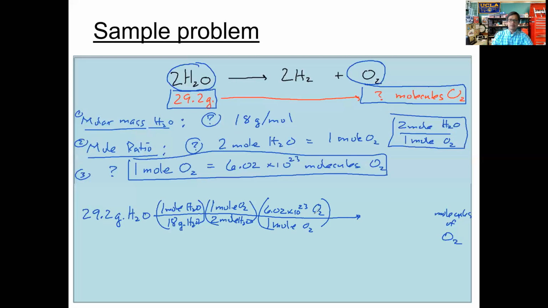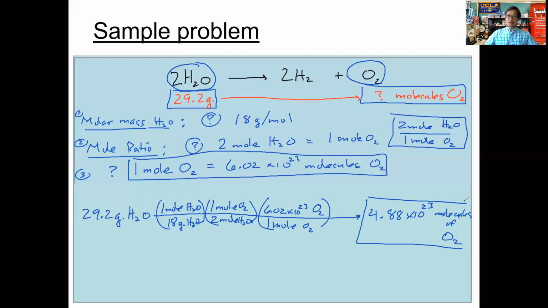And so therefore, if you set it up correctly, you punch it into your calculator, then you'll get your answer. Then it's 4.88 times 10 to the 23rd molecules of water. That is stoichiometry right there, folks. So that is a stoichiometric calculation involving masses and number of particles. Okay? All right, very good.